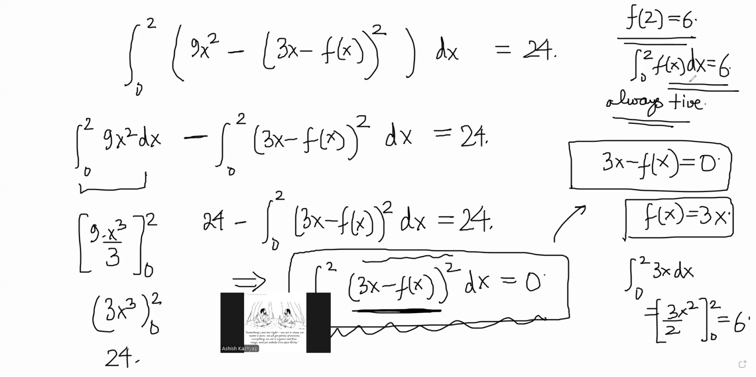So I hope you understand how something which was completely unknown, the function was totally unknown to us, but by doing a simple manipulation, completing the square, we were able to write that expression as 9x squared minus (3x minus f of x) whole square. And because the integral of 9x squared was 24, that gave us the information that the area under the curve (3x minus f of x) whole square from 0 to 2 is 0, which means that 3x minus f of x must be 0, which basically gives us the function f of x, right? That finishes off this problem.